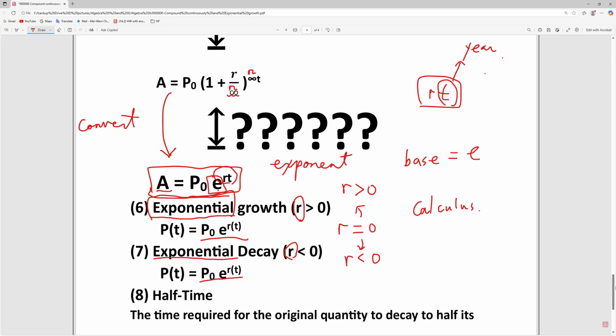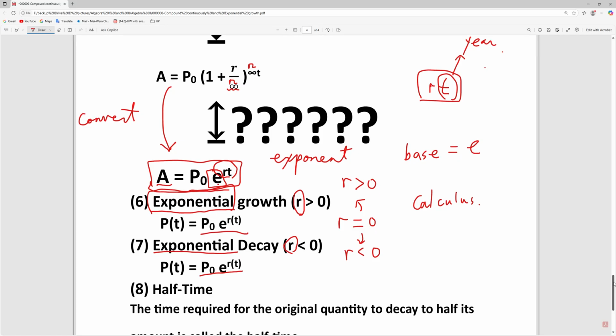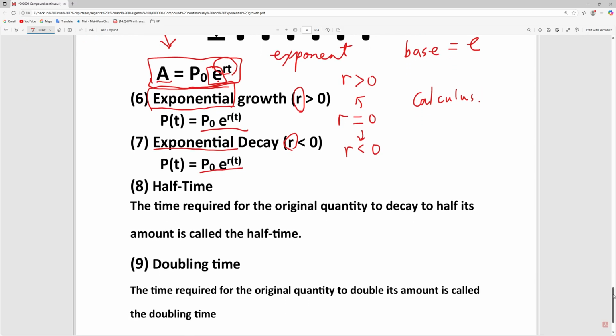Okay. Now in this video, I'm not going to go over all the problems, because I think the concept is more important, and you probably cannot find the concept explanation from elsewhere. So I focus on this part. But at the end of this video, I want to talk about half time and the doubling time. If I'm talking about exponential growth, what does half time mean?